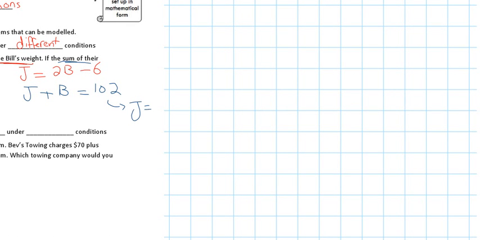If I bring B over for this one, what does it become? Positive. It's already a positive. Negative. So it's going to be minus B plus 102, yeah? Okay.